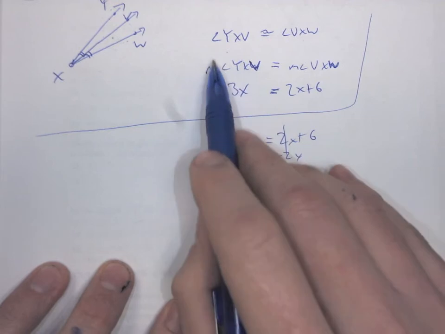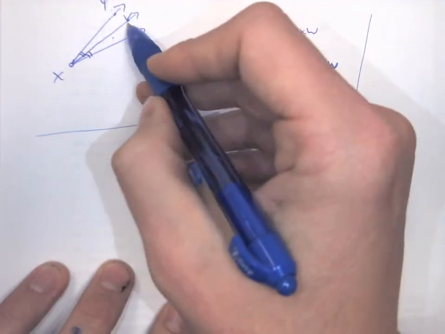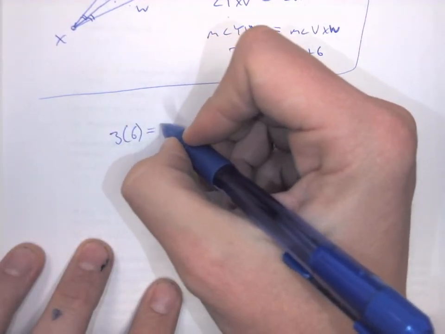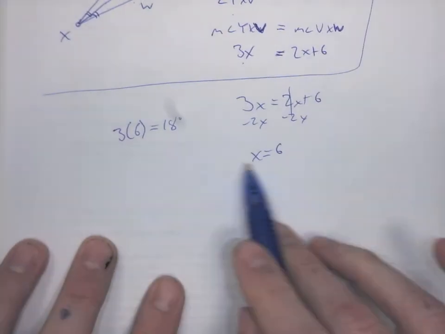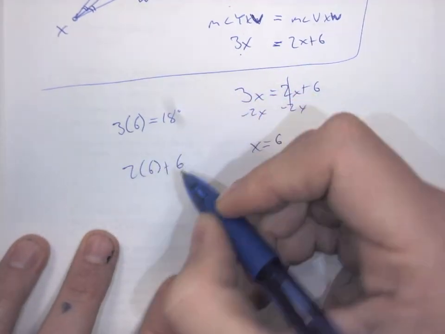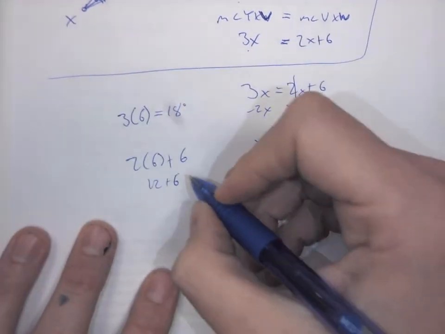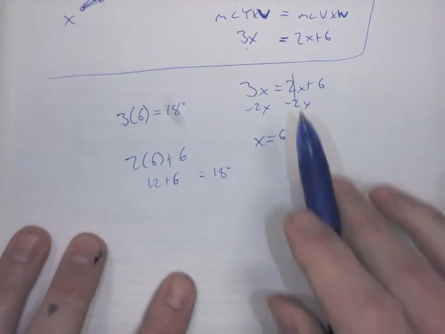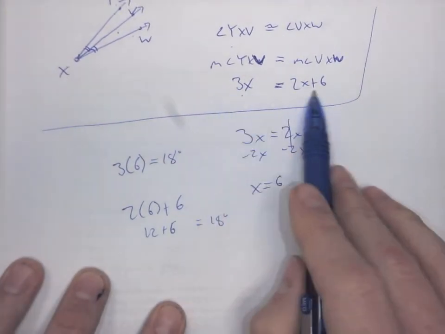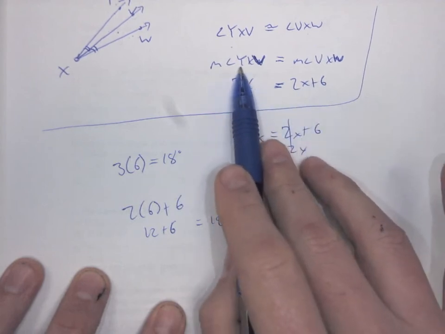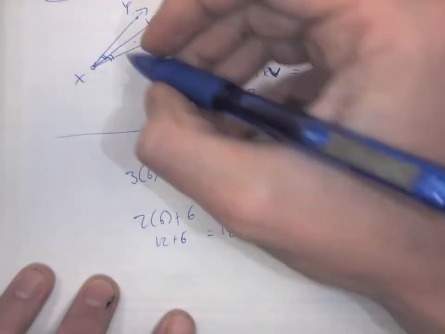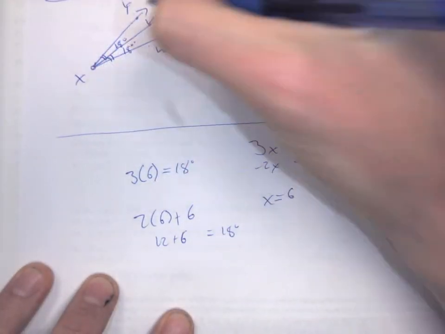So YXV, this guy, YXV, that is going to be 3x. So 3 times x, or 3 times 6, is 18 degrees. Now this one over here is going to be 2 times 6 plus 6, which will be 12 plus 6, which is still going to give us 18 degrees, which makes sense because they're supposed to be congruent. So by solving this equation and plugging it back into these expressions, I get both this YXV and this one, VXW, and they're both 18 degrees.